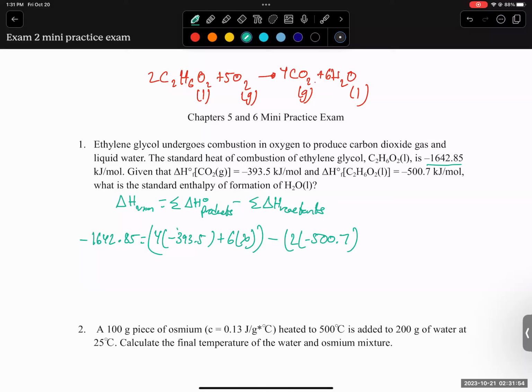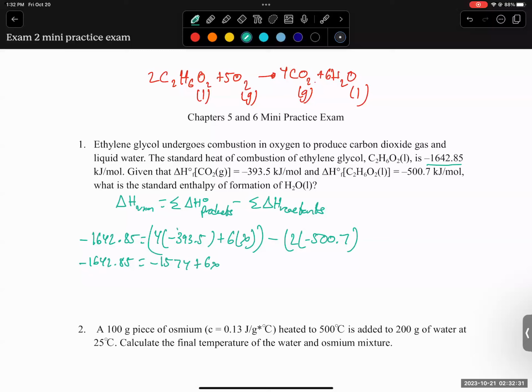So let's simplify this down. Let's multiply some stuff out. So we have negative 1642.85 equals 4 times negative 393.5. When you do that, you should get negative 1574. Then plus 6x. Then this is really 2 negatives here, multiplying by 2 negatives because you distribute the negative. So a negative times a negative, really a positive. So 507. That is 6x plus 6x. Yeah, okay, that's what that is.